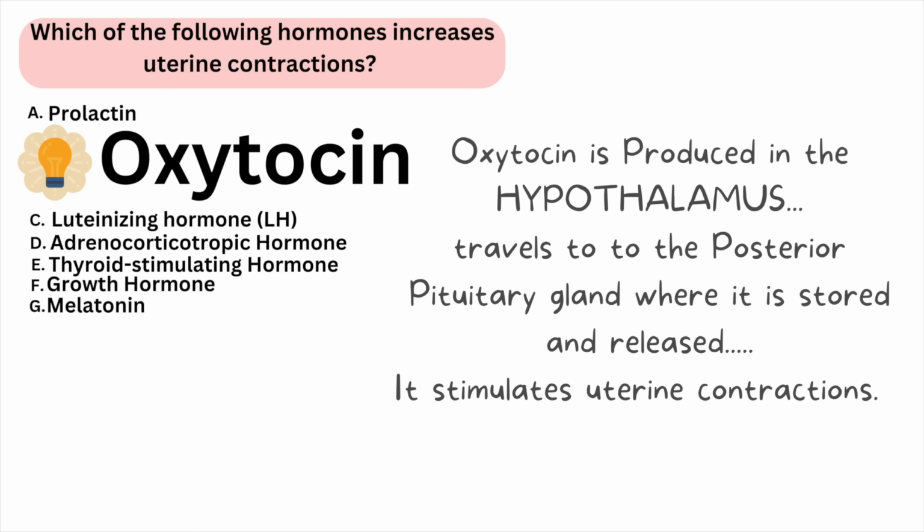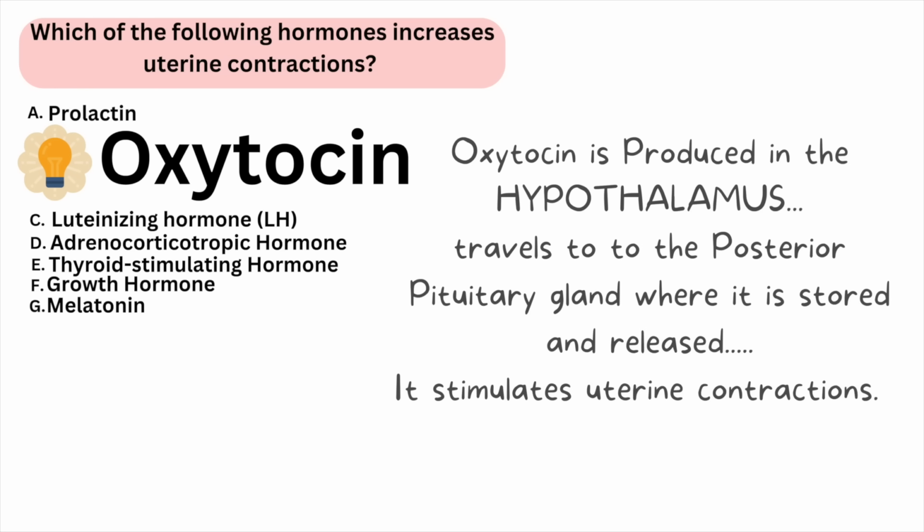Oxytocin is produced in the hypothalamus, but it travels to the posterior pituitary gland where it is stored and released when it's needed. So oxytocin stimulates uterine contractions. By the way, is this an example of positive feedback or negative feedback? Positive feedback. Yes, uterine contractions increasing are an example of positive feedback.